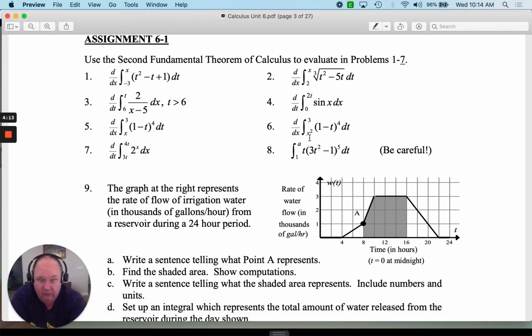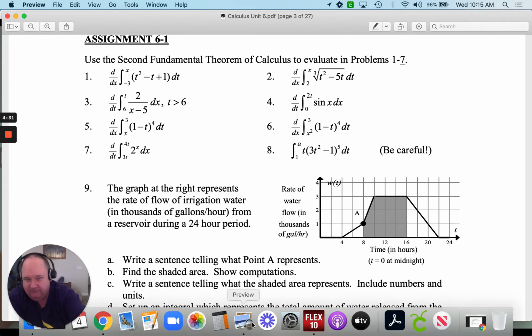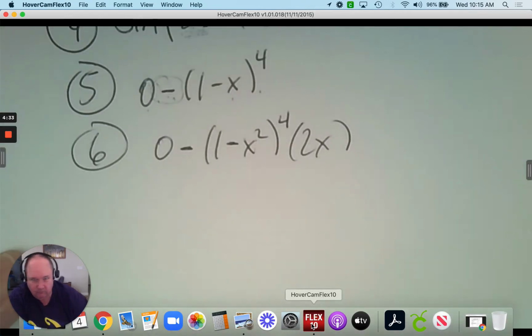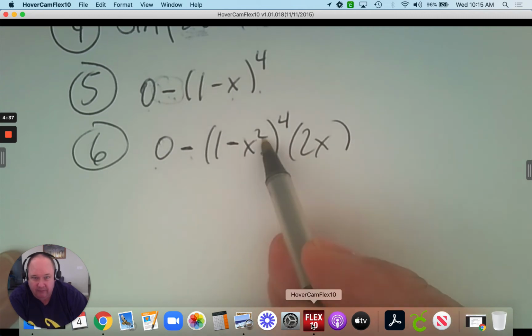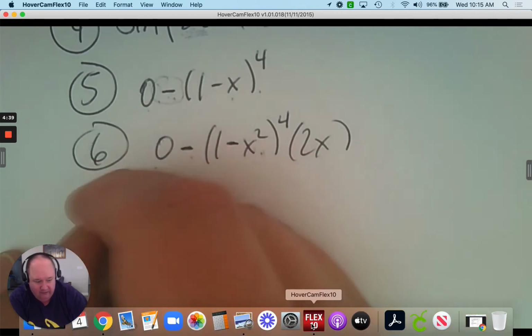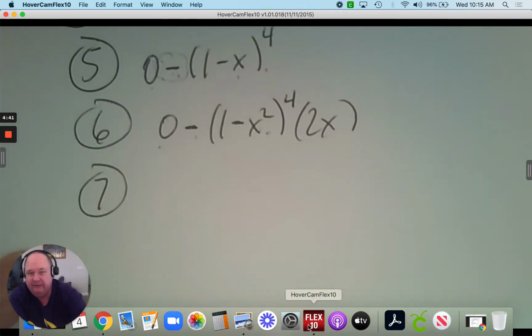Again, notice the order. So the constant is in the numerator. So that means I'm going to start with 0, subtract, and then I'm going to substitute in. So it's 1 subtract x squared to the exponent 4. And then the derivative of x squared is 2x. And you remember that hook. 0, subtract, do that substitution. The derivative of x squared is 2x, and it's done. Number 7.